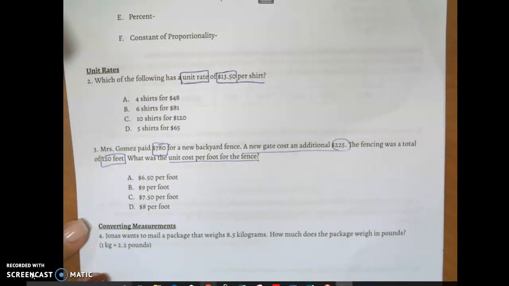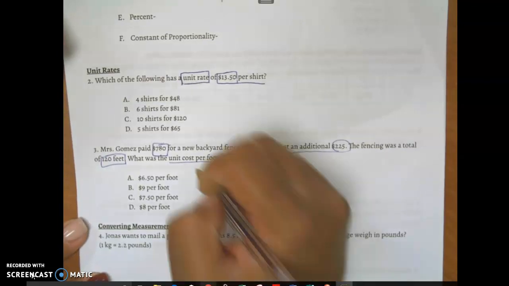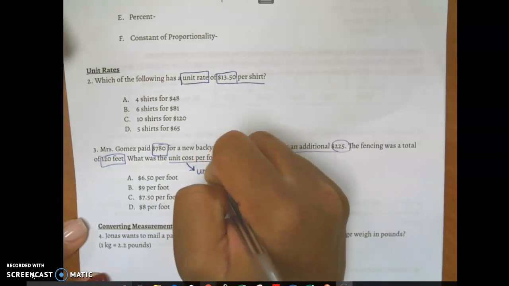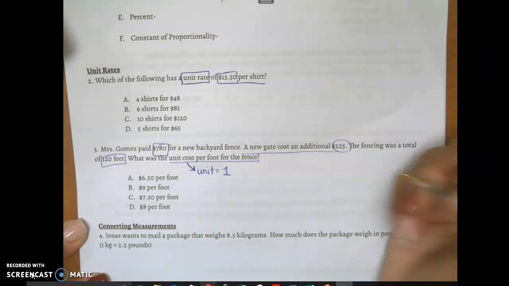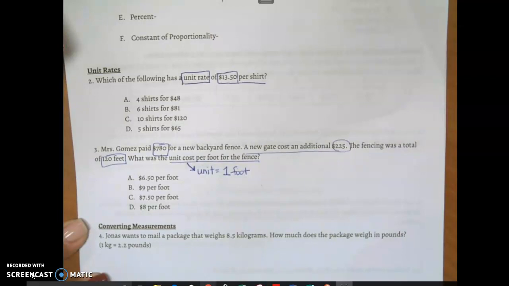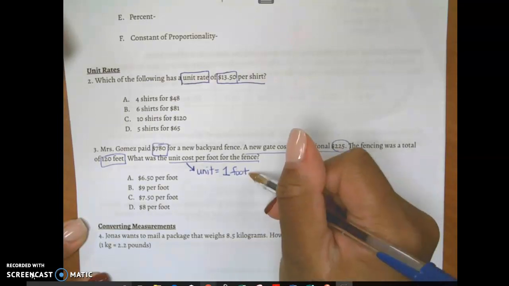I need you to stay focused. The unit cost per foot for a fence. Unit. I need to find X. Unit means for one. One what? One foot. Perfect. Good. So, how much fencing do I have? 120 feet.